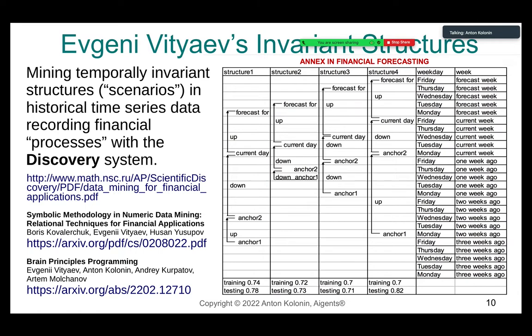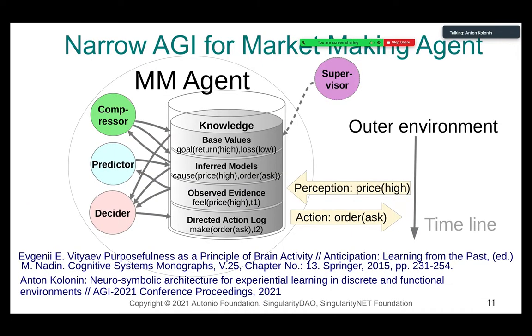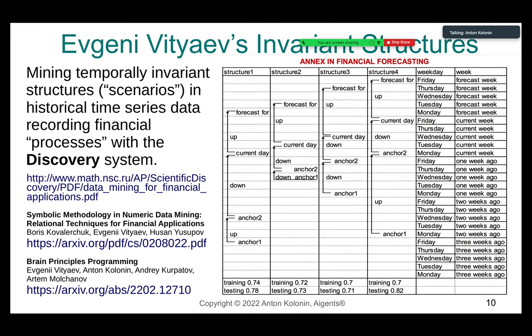And that application of this concept was actually suggested independently by my Novosibirsk colleague Evgeny Vityaev in his discovery system. And here is an example, because I will move on to the work that we are doing at SingularityDAO. This is an example of how they were developing a somewhat similar approach for financial market prediction. They were able to use that discovery system, based on what they call uncertain or probabilistic semantic logic, in order to detect some stable invariant sequences of events on the financial markets.